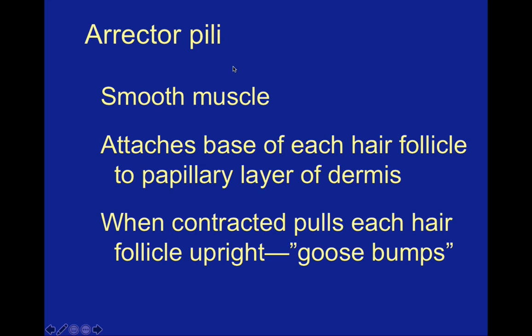Now the last accessory structure that we're going to introduce is the erector pili muscle. If you remember, I said that there's two things that I'll need you to know about the papillary layer of the dermis, and the erector pili is going to be the second. The erector pili muscle is in fact a smooth muscle, and these will also be associated with the hair follicles. Each erector pili muscle is going to attach to the base of every single hair follicle and also attach to the papillary layer of the dermis. When the erector pili muscle contracts, that's going to make those hairs stand upright, and that's where we get goosebumps. So everything you need to know about the papillary layer of the dermis is fingerprints and goosebumps.